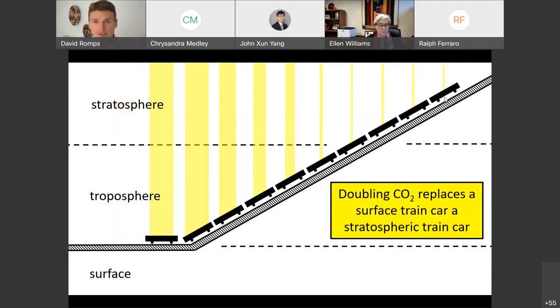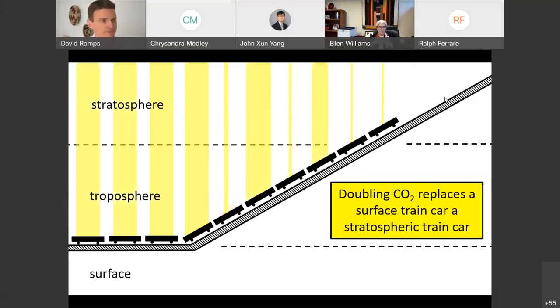And you can see what the effect is. You've taken a car that was emitting a lot of spectral flux to space, and you replaced it with a car in the stratosphere that's emitting a small amount of spectral flux to space. And so this is the radiative forcing you get from CO2. Another important thing to note is that because you're taking a surface car and replacing it with a stratospheric car, it doesn't matter what the temperature is in between the surface and the stratosphere. I could have a really bizarre looking temperature profile in the troposphere.